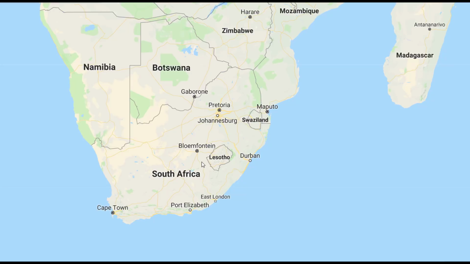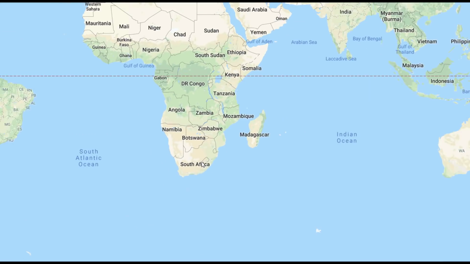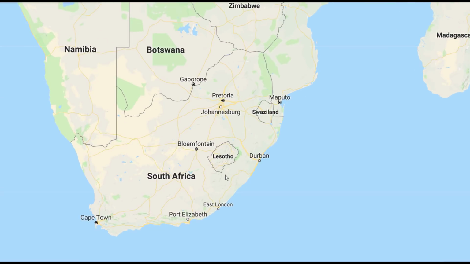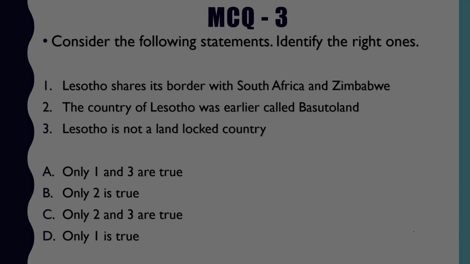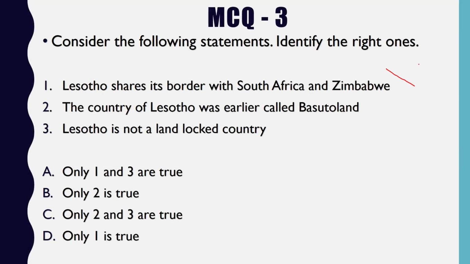Now, is Lesotho a landlocked country or not? Of course, it is a landlocked country. It has absolutely no access to the Indian Ocean. It is completely landlocked. So the third statement was incorrect as well. Now that we have understood the basic concept, let's go back to the question. Alright, so the first statement incorrect. The third statement incorrect. It actually is a landlocked country.